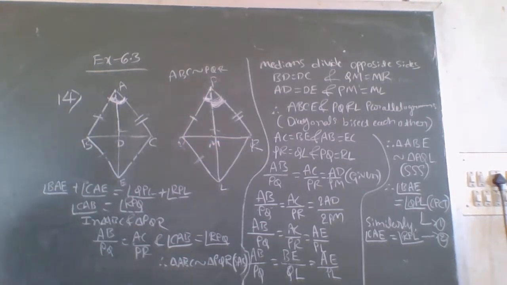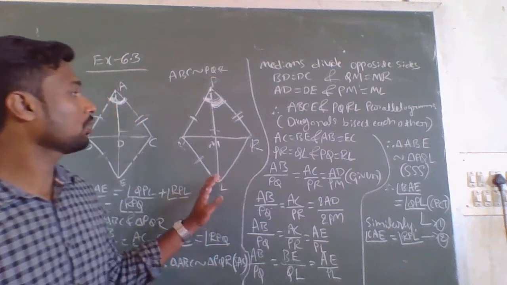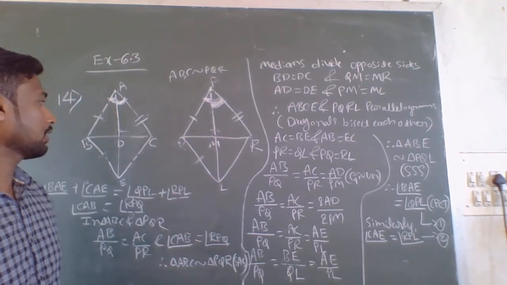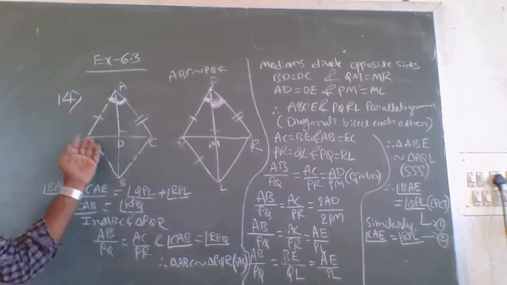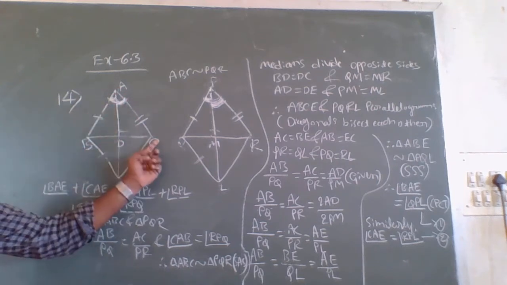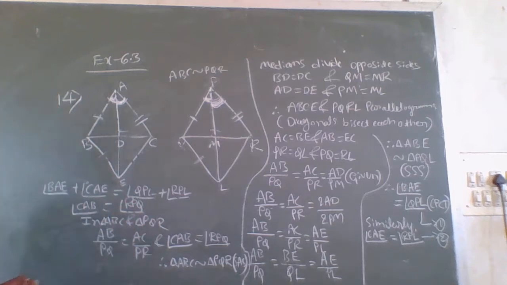This is the 14th problem. This is a little bit lengthy problem, but when you practice this, it will be easy for you. Try to remember this problem step by step. What is given here? ABC. We have to prove ABC is similar to PQR.